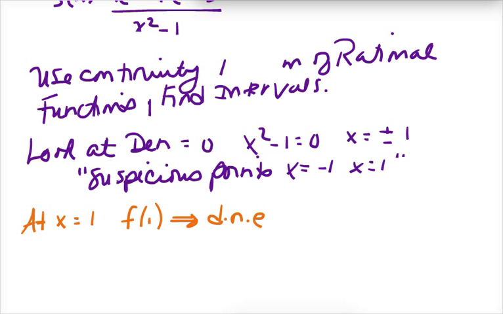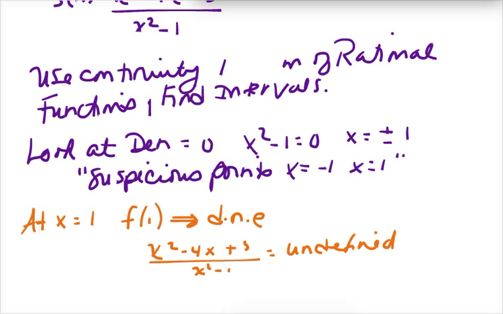Sorry about that. So it does not exist because when you put 1 into the original function, you get that it's undefined. So it doesn't exist at 1. Therefore, don't even bother continuing down the checklist. You know it's not continuous there. It's not continuous at 1.